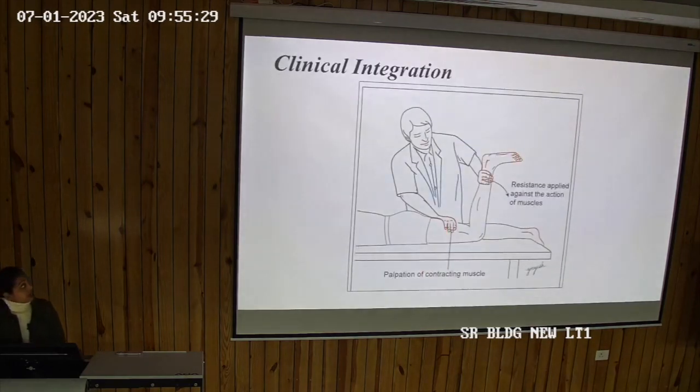Next, clinical integration. As we saw in the anterior compartment, we ask the patient to extend the knee against resistance. Here we will ask the patient to flex the knee against resistance so that we can feel the contraction at the back of the thigh, the contraction of the hamstring muscles.